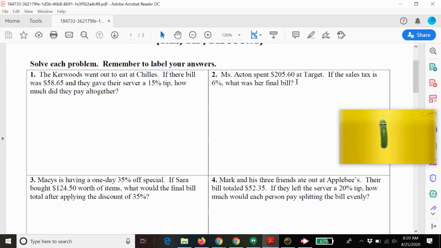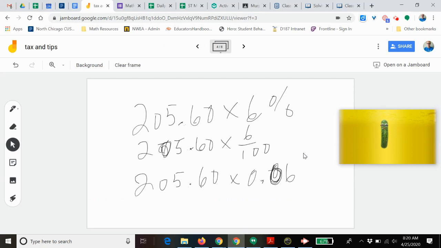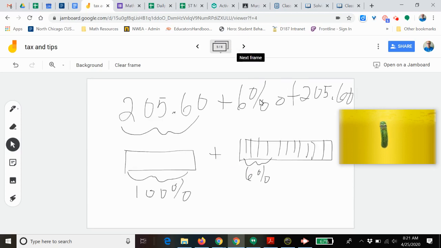Mrs. Acton spent $205.60 at Target. Her sales tax was 6%. What's her final bill? So just like the tip we did just before, we find 6% of $205.60, which is 6 over 100, or multiplying by 0.06, because 6 over 100 and 0.06 are the same thing.